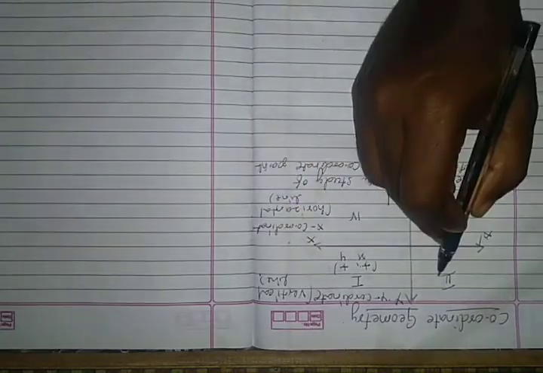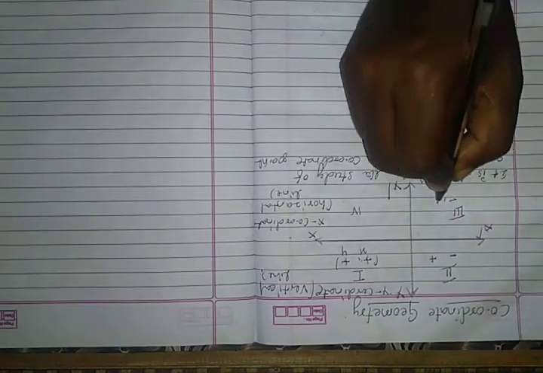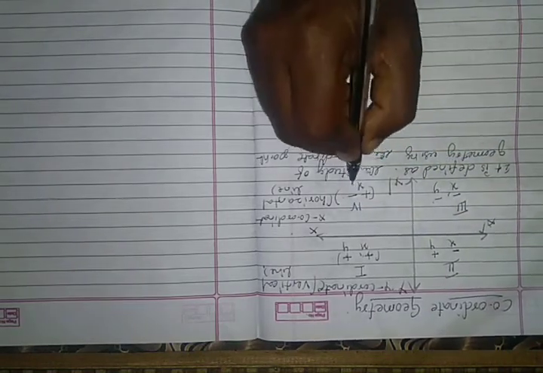In the first quadrant, the sign will be plus and plus. This plus is x and this plus is y. The second quadrant is minus, plus, the third is minus comma minus, and the fourth is plus comma minus, very important. This is x, y. This point is called O, meaning origin. So this is the origin, very important.